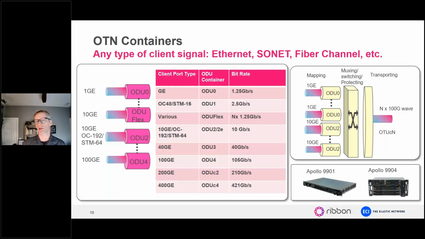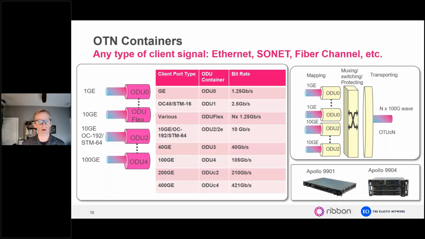You have this interesting capability called ODU Flex, which is the size of the pipe can vary in multiples of 1.25 gigabit increments. That's ODU Flex, ODU2, ODU3, ODU4, and on up. And of course, we have platforms that do that.